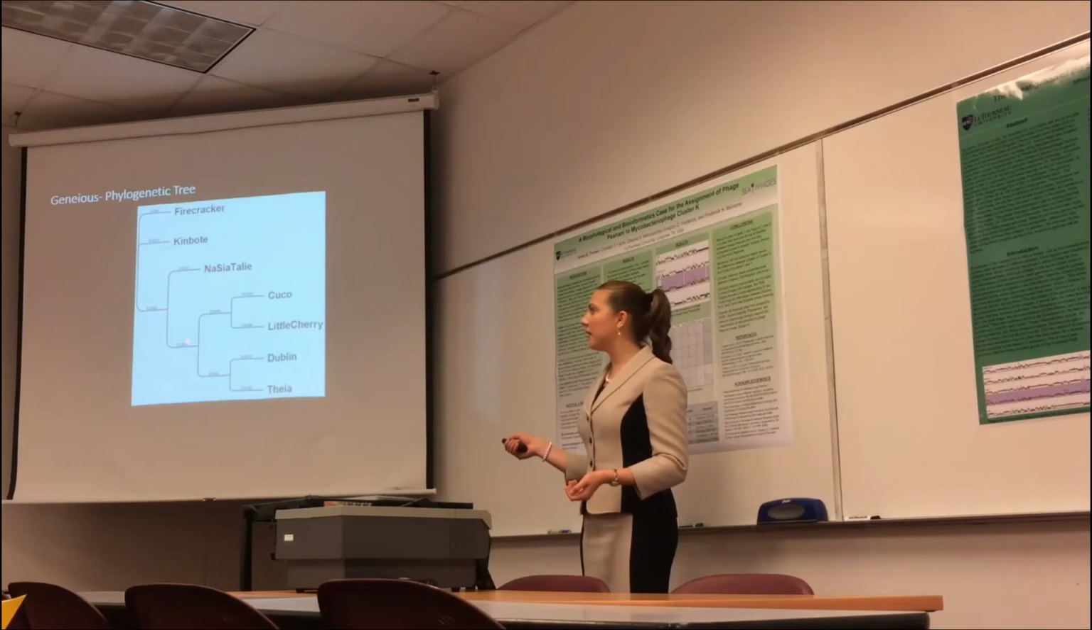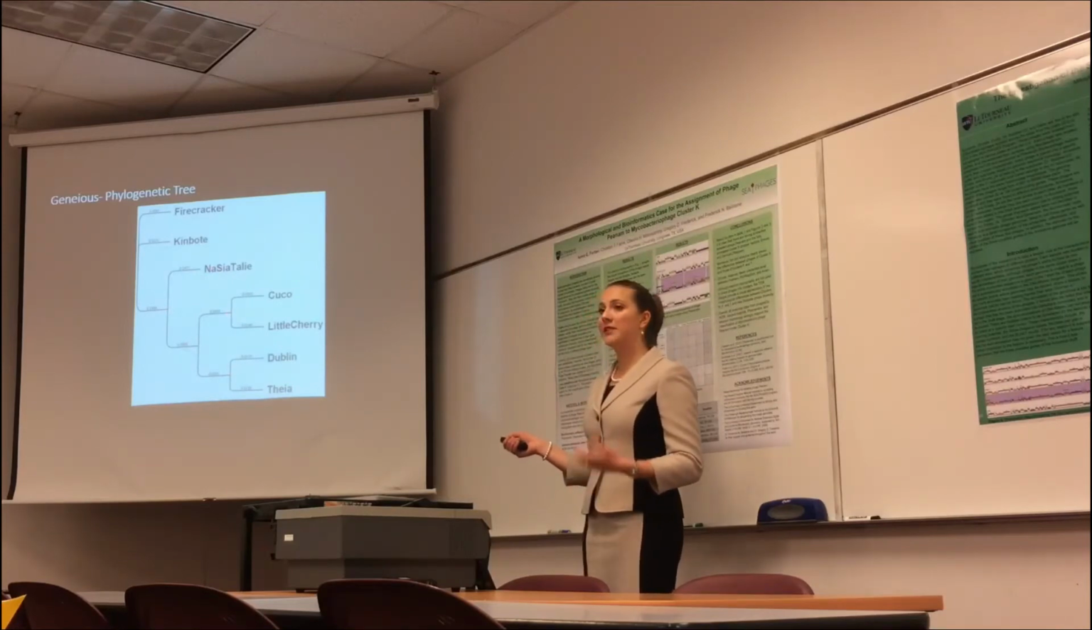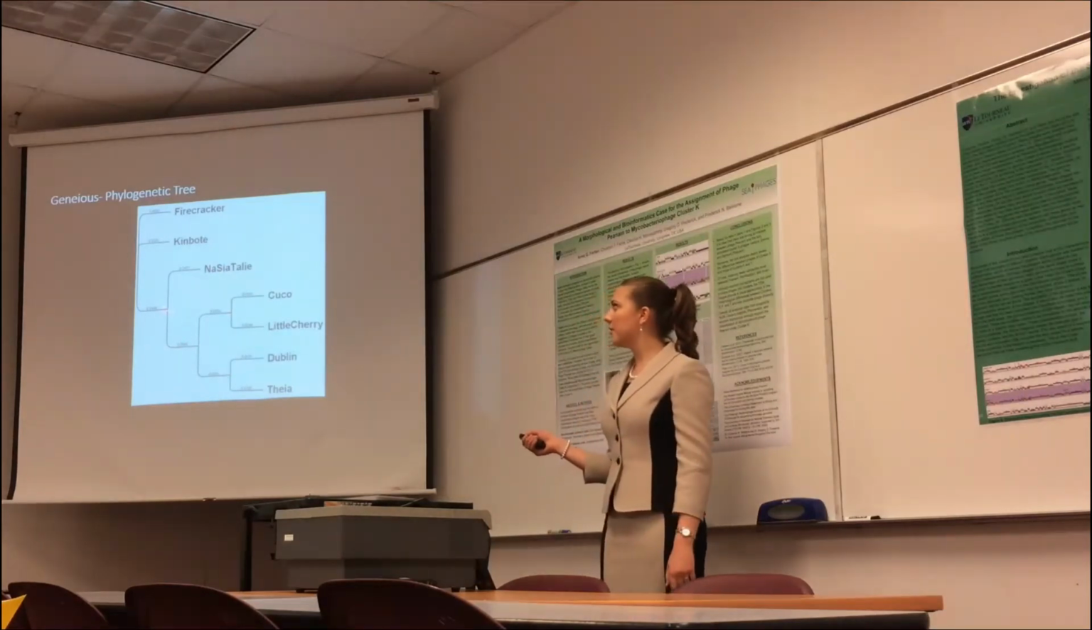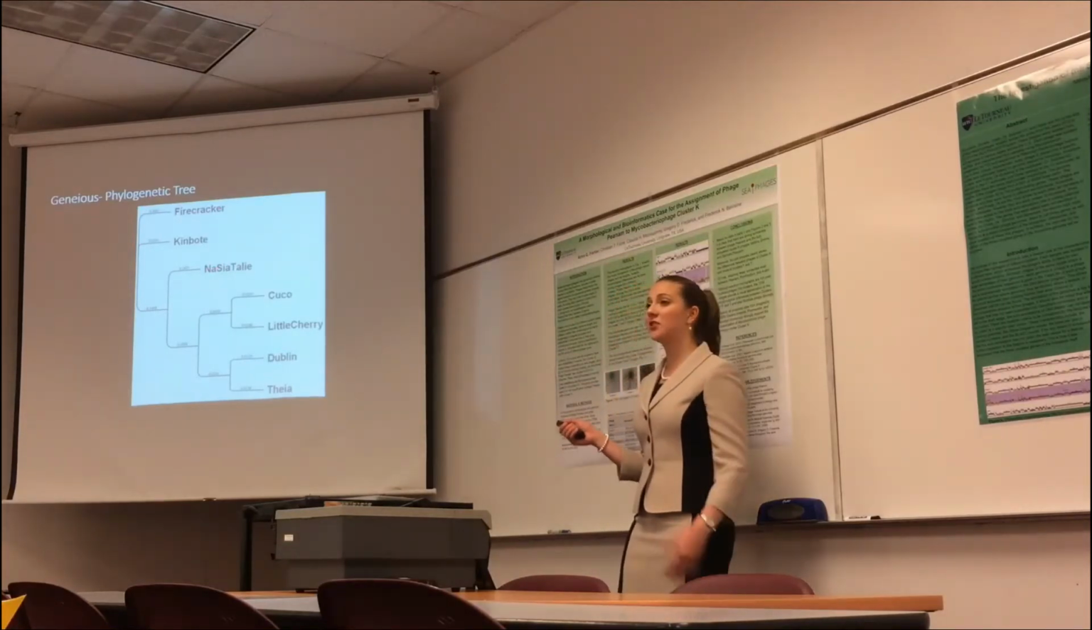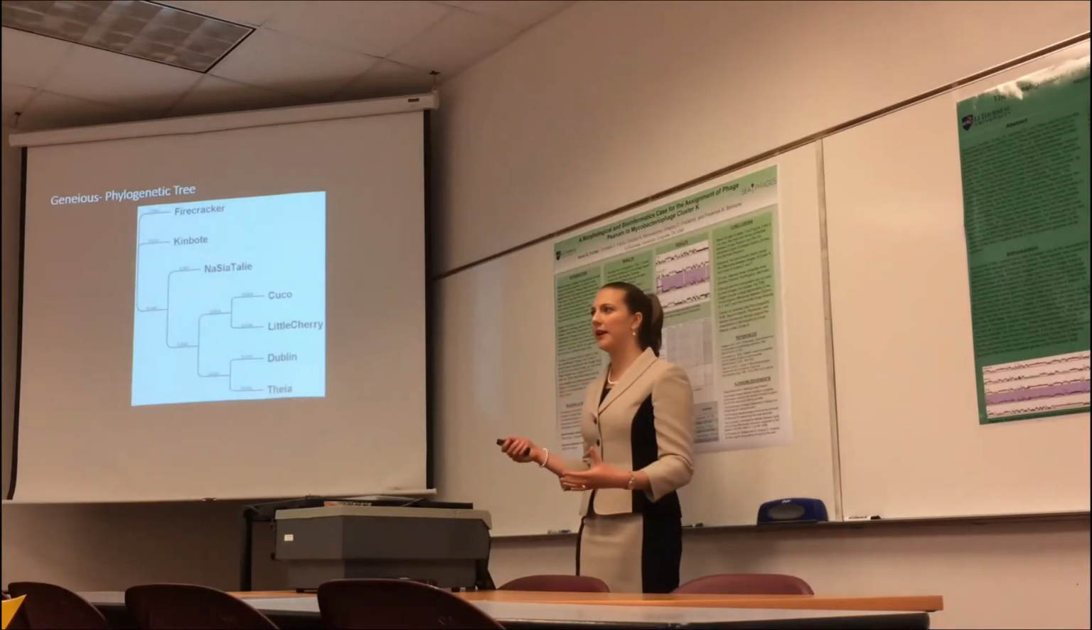And each of these areas right here represents a common ancestor. So the common ancestor of Dublin and Nasiatali would be there. These are outliers, meaning they are in very different clusters, but in order for the Genius software to work, you have to have some outliers.